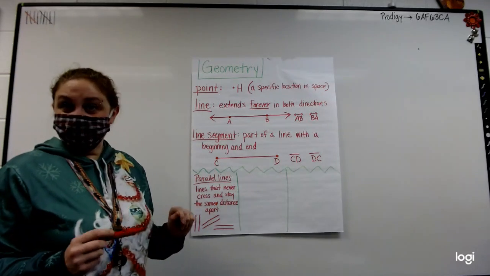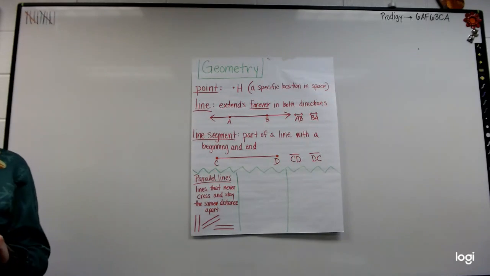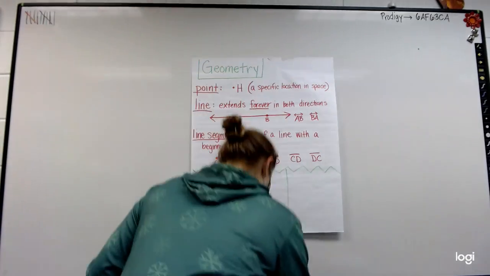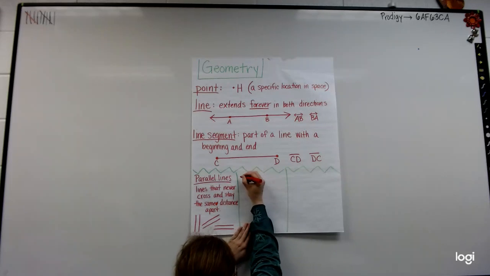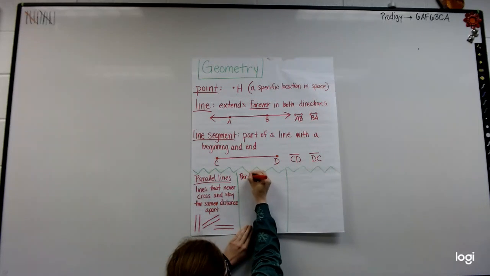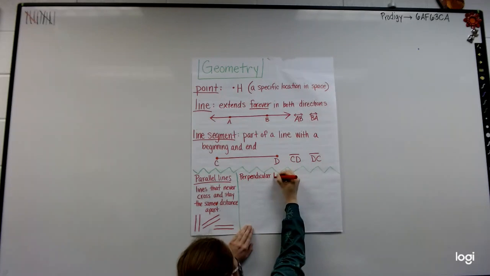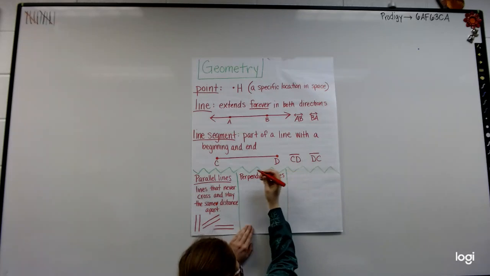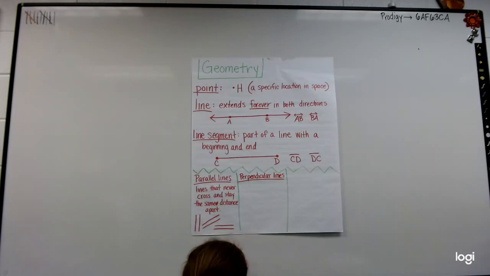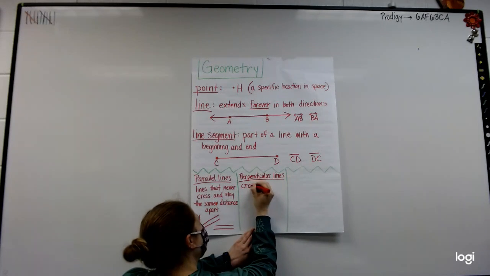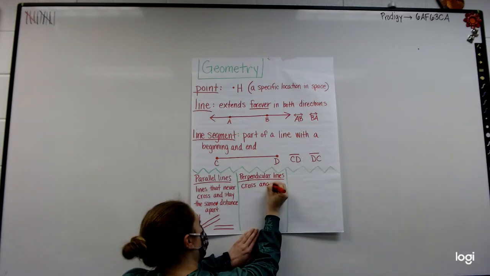All right, the next type of line you need to know. So if you need to erase, this type of line is perpendicular. So please write it with me. Perpendicular. Write it down once. I'm not going to make you write it all the time. Perpendicular lines cross and form a right angle.